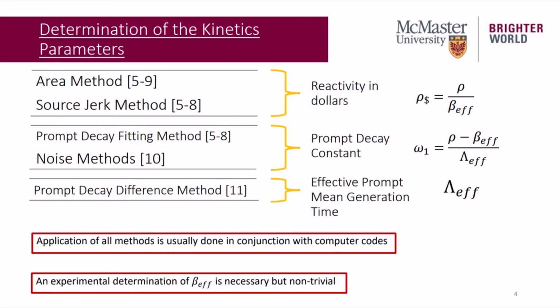Using a difference of the prompt decay constant between two reactivity states, the prompt mean generation time may be found. However, these methods are usually applied in isolation and heavily rely on simulation results to solve for the reactor kinetics parameters. The delayed neutron fraction is necessary to determine the other kinetics parameters of a subcritical assembly. However, this will require the application of more sophisticated methods and is subject to further review.